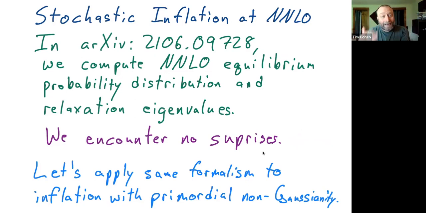And we could compute dynamics. So we can compute what's called the relaxation eigenvalues, which is basically the leading time dependence that brings you back to equilibrium, and everything is well behaved. There are no issues. Everything follows power counting as expected. So now what I want to do next is apply this formalism, go back to the EFT of inflation, and apply this to the inflaton itself in the presence of non-Gaussianity.